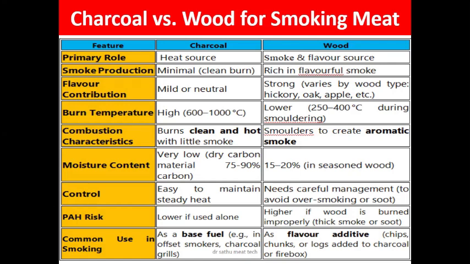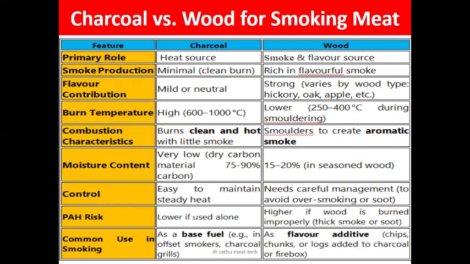Charcoal is easy to maintain steady heat, so it will have high temperature and be able to maintain that heat. Wood needs careful management, as I told you. If the temperature is very low, you will not get proper pyrolysis, it will be partial. And a high flaming temperature should also be avoided, because it produces certain harmful compounds, and the color and the flavor will not be proper.